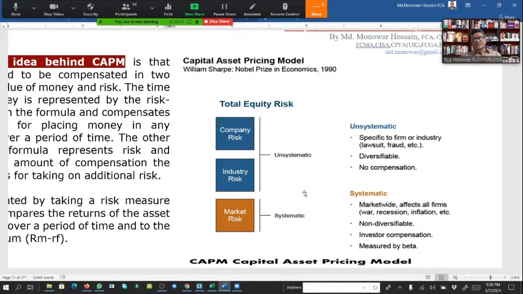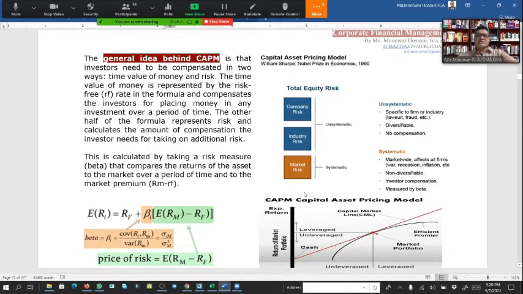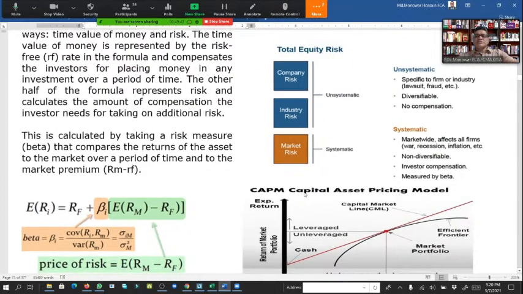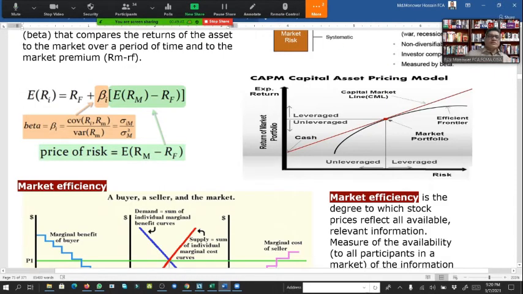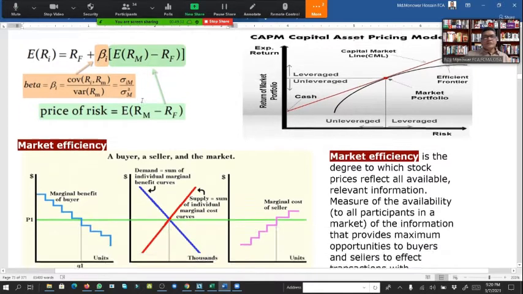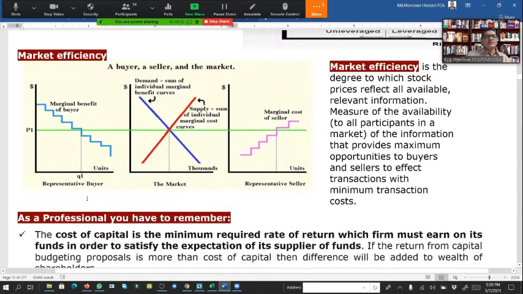For systematic risks, the investor is compensated, and this is measured by beta. So that's why systematic risk uses the formula beta. Here, this beta is the systematic risk. So market efficiency we say here. A market represents buyers and sellers. In the middle, we have to put an equilibrium. This is the market efficiency.